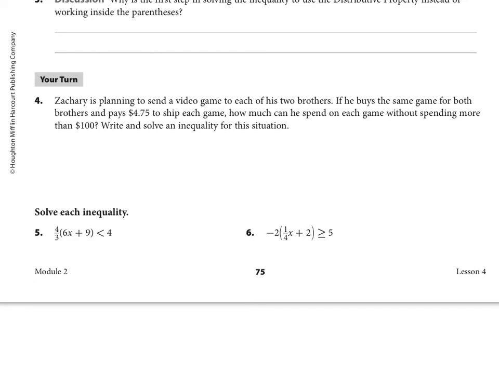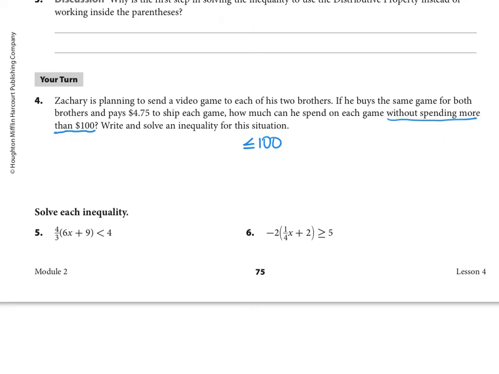So Zachary wants to buy these without spending more than $100. So think about what that means, and how are we going to change that into a math statement using math symbols? Without spending more than, he can spend $100. He cannot spend over that. So he doesn't want to spend 101, 102, or 150 bucks. So he wants to spend less than or equal to 100.